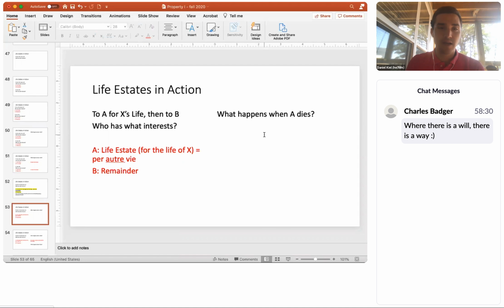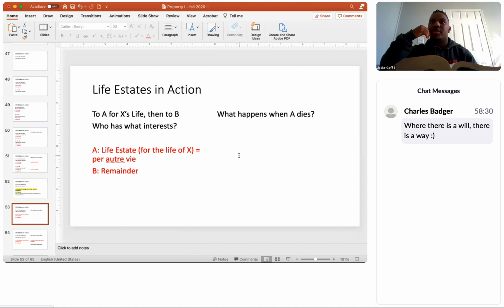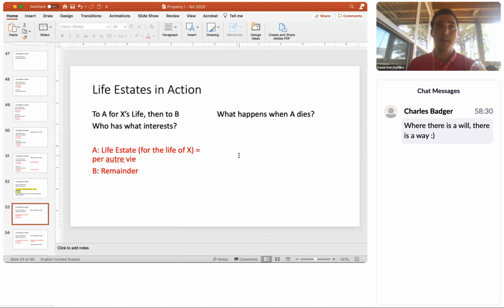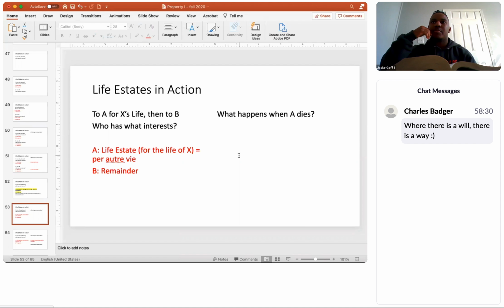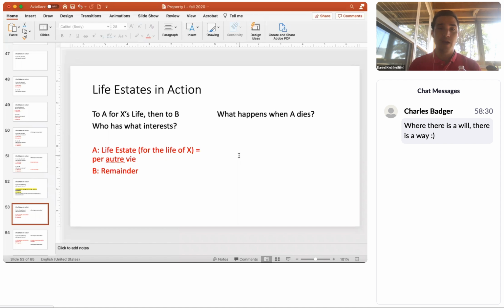So Jasky is saying maybe it goes back to O for some interim period of time prior to X dying, because we know, and Jasky, what is it that's making you say when X dies, it's going to go to B? Because B has the remainder. And that remainder is attached to what? X's life. To a life estate that is connected to X's life. Okay. So the second part of what Jasky has said is exactly right. When X dies, the remainder will become fee simple, and B will take the property. Okay. So that is actually the more straightforward part.